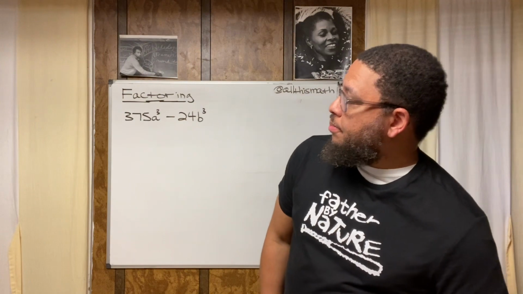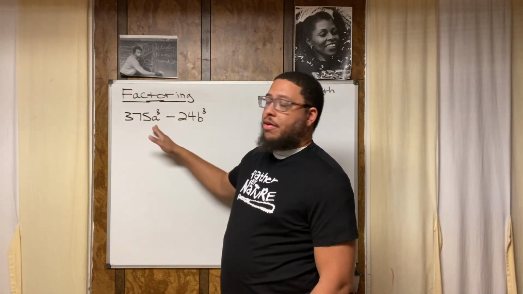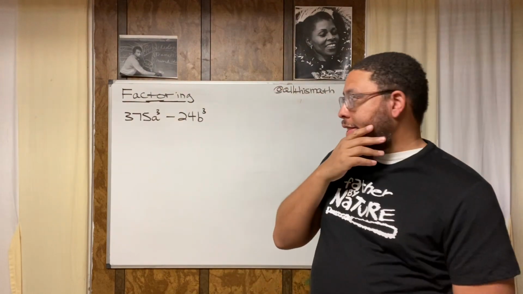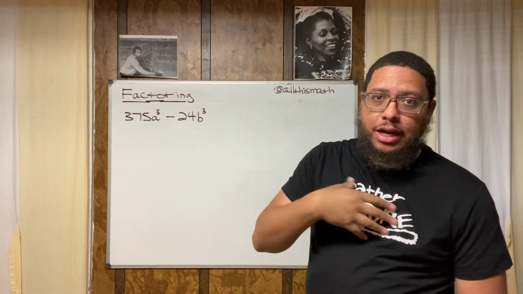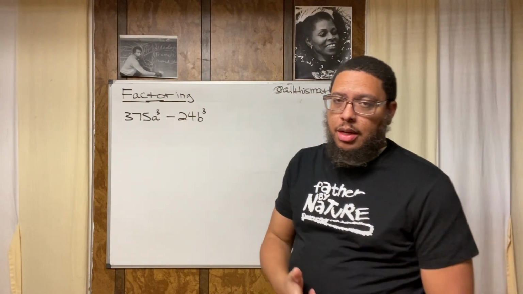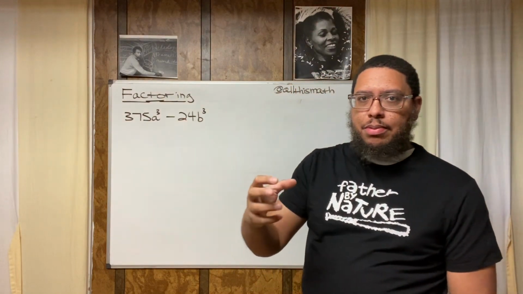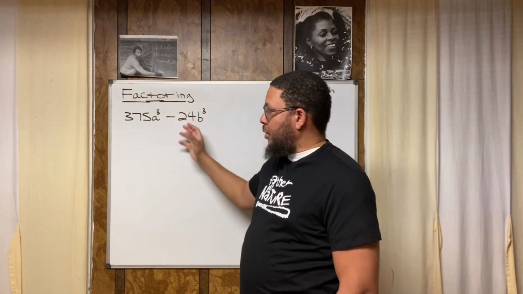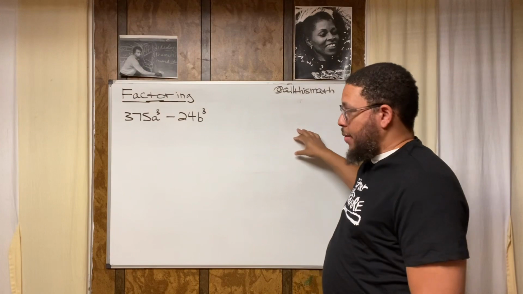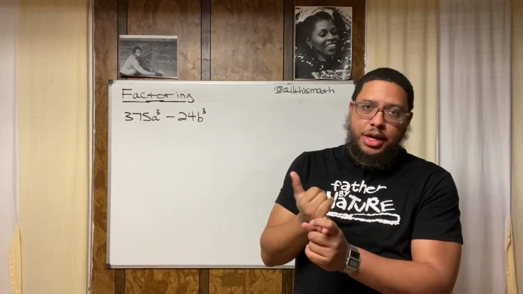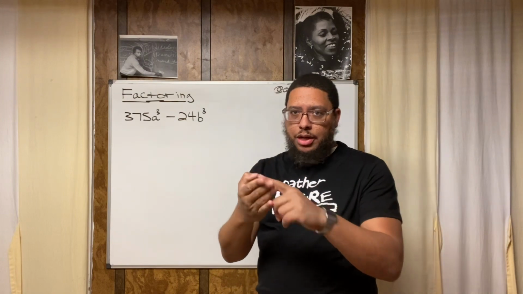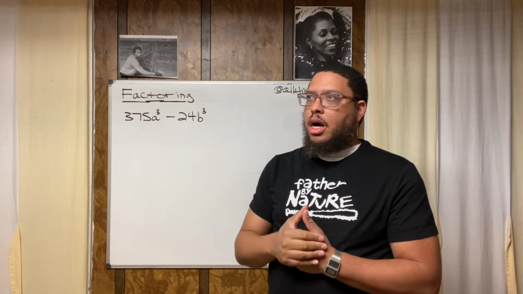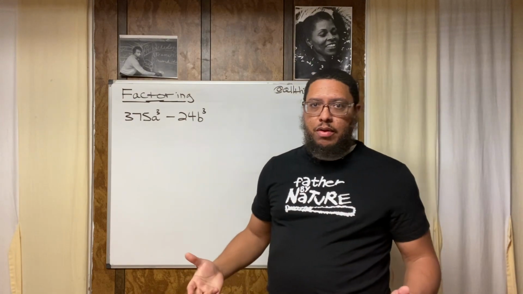All right. So we got 375a to the third power minus 24b to the third power. At first glance, the first thing that jumps out at me is, oh, this might be a difference of two cubes. Now, difference of two cubes is a specific type of arrangement within an algebraic expression that you can factor in a certain way, just like you got differences of two squares, perfect trinomial squares, and other quadratic trinomials that you can factor in a certain way.